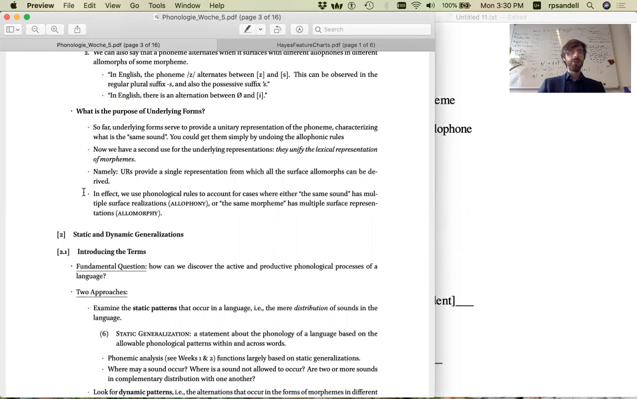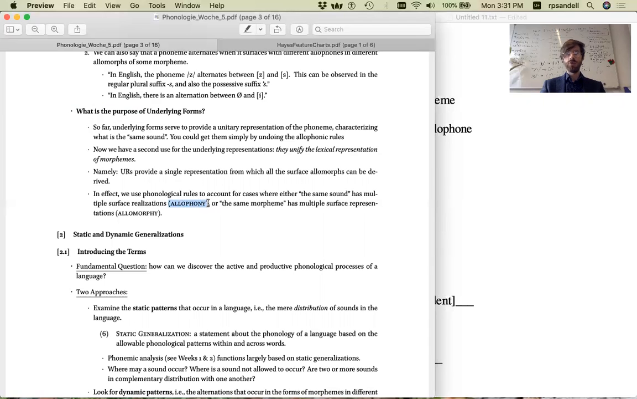So, having now discussed what the function of underlying forms is supposed to be in phonological analysis, and perhaps even in linguistic analysis more generally, let's consider what some of our objectives as phonologists are in a broader sense. If we're trying to describe the phonology of a language as a whole, one way of trying to go about discovering the phonological processes of a language is first to look for instances of allophony.